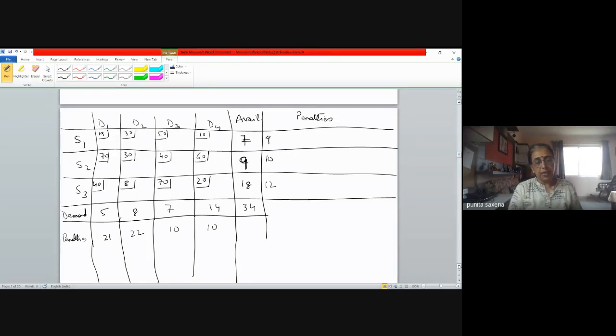Is this clear? That means we are selecting that row or column based on the maximum penalty, but we are allocating based on the minimum cost in that row or column, whichever is being selected here. Now, in this table, if you look, what is the maximum penalty here?